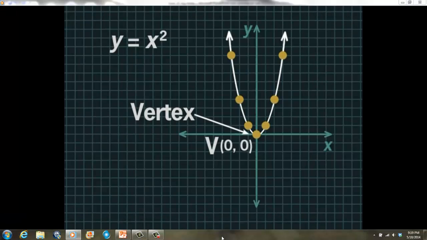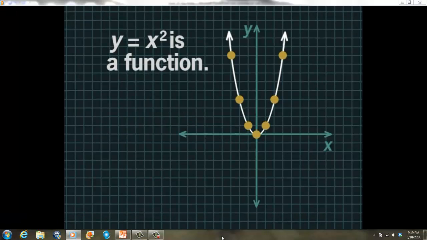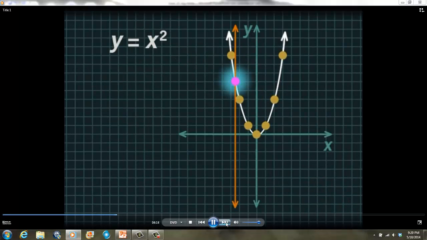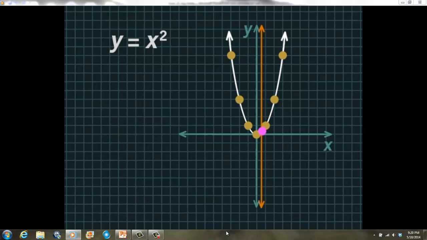Is this relation a function? Yes. How can you tell? Because this parabola passes the vertical line test for functions. That's right. This relation is a function. Every vertical line through this parabola intersects the parabola in only one point.